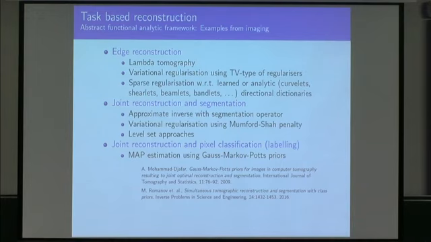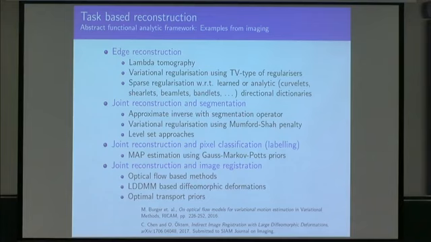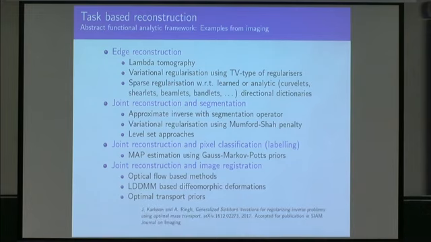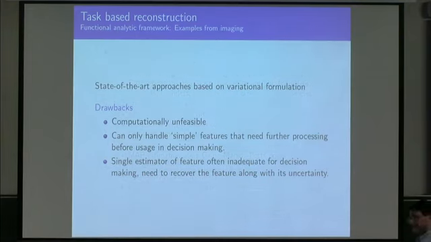You could do joint reconstruction and classification. And you can do reconstruction and image registration, either by using optical flow or diffeomorphic deformations or optimal transport. And the references listed here are really incomplete in the sense that it's just an example. So this is essentially the functional analytic framework for doing joint reconstruction and some task-related post-processing jointly.